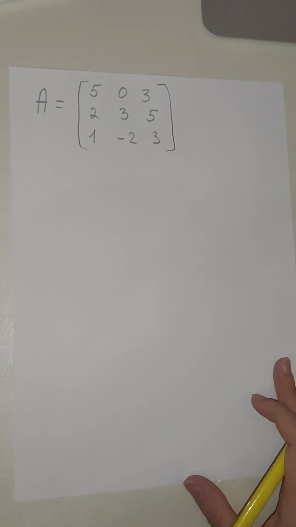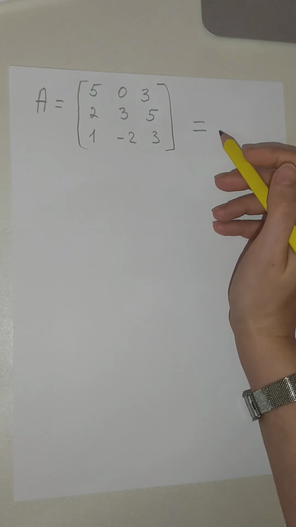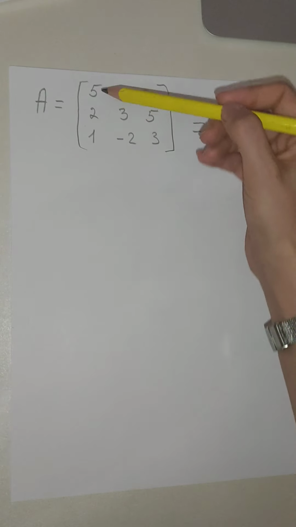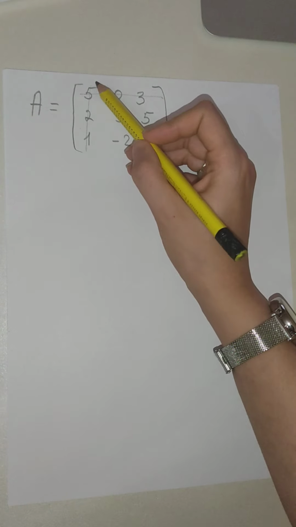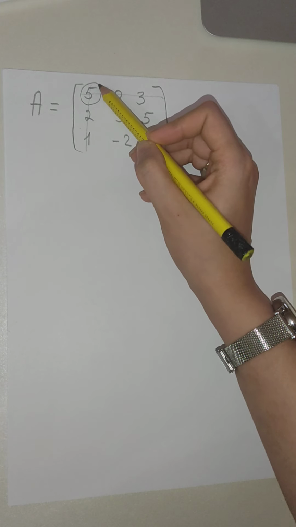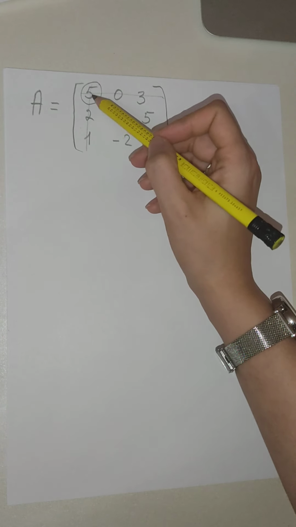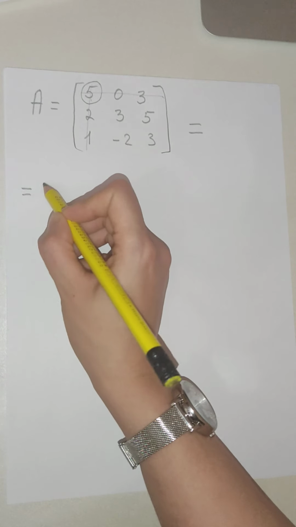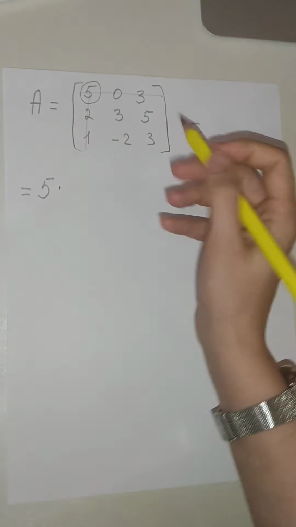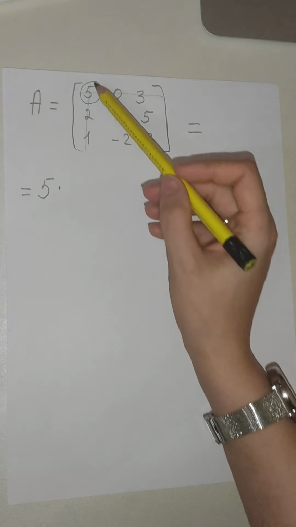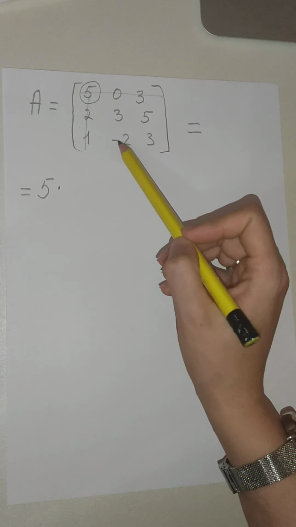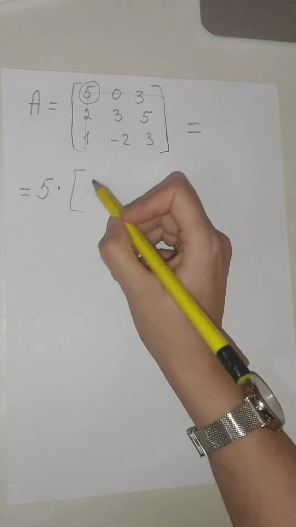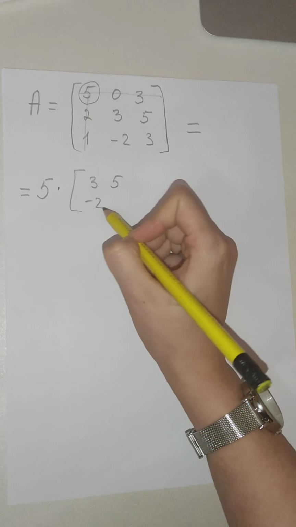Let's find the determinant of a 3 by 3 matrix. What should we do? Again, let's remove the first column and first row. The leading element of this row and column is 5, and we should write 5 times, what is the submatrix? We removed this row and column. The submatrix is 3, 5, negative 2, and 3.